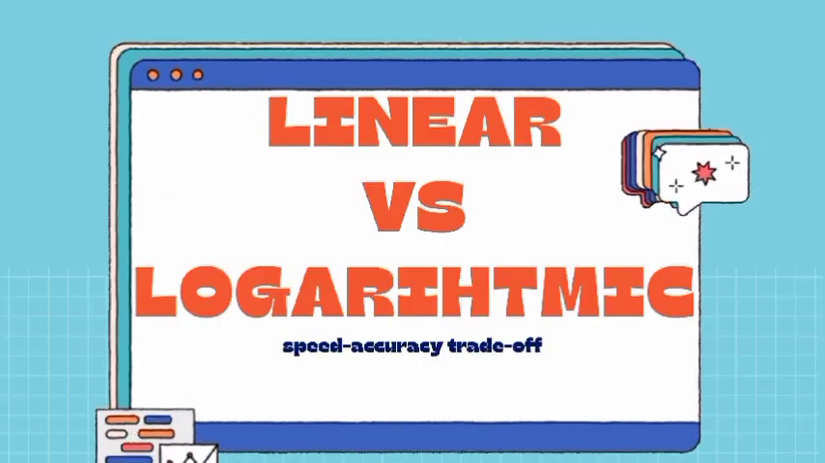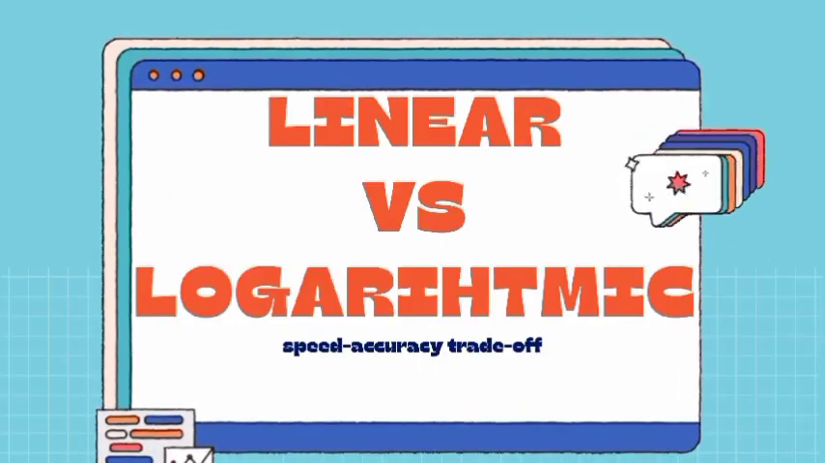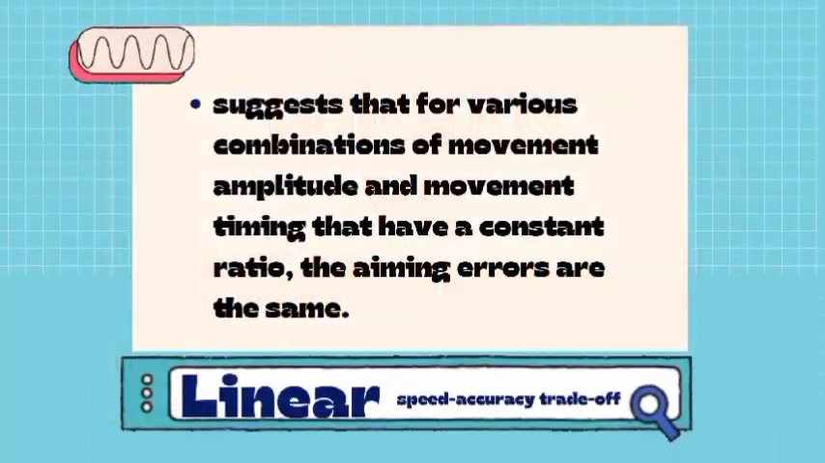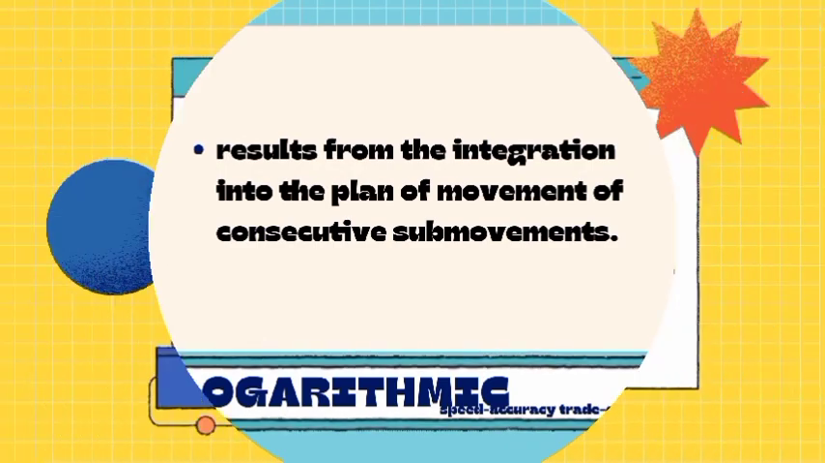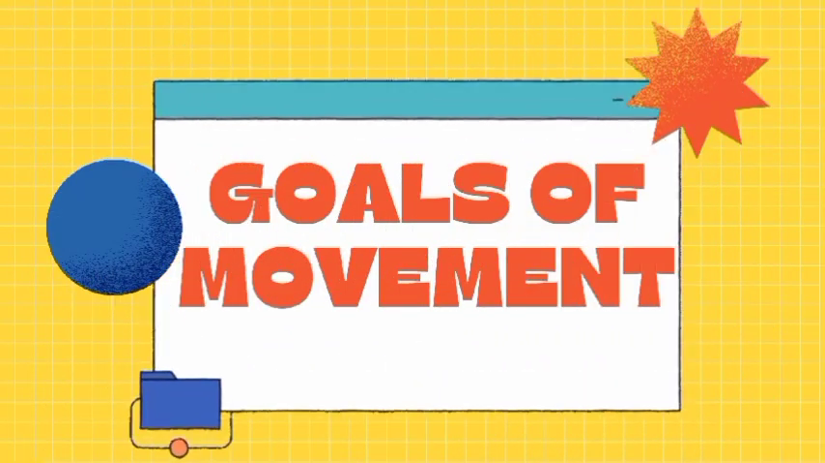Linear versus logarithmic speed-accuracy trade-off. Linear speed-accuracy trade-off suggests that for various combinations of movement amplitude and movement timing that have a constant ratio, the aiming errors are the same, while logarithmic speed-accuracy trade-off results from the integration into the plan of movement of consecutive sub-movements.